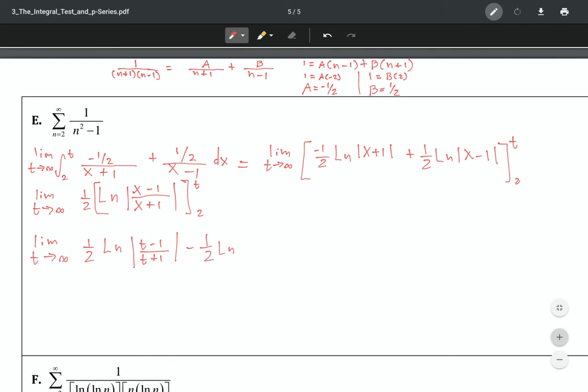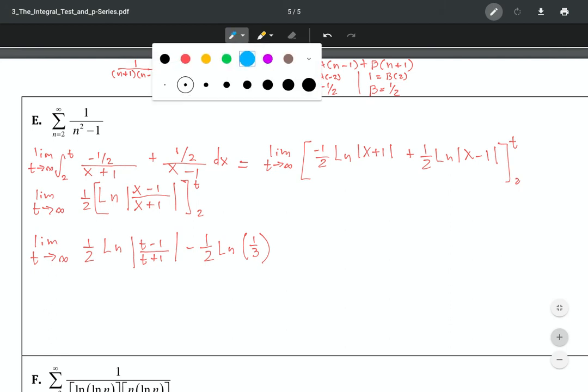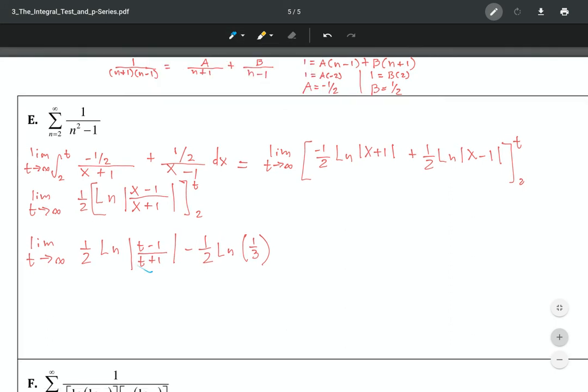If you plug in a 2 there, you're just going to get a 1 on top and a 3 in the bottom. All right, now, just pay attention to this part. So right there, when you plug in an infinity here, I can actually just take the limit of the inside first, and that's sort of what I showed you guys earlier today.